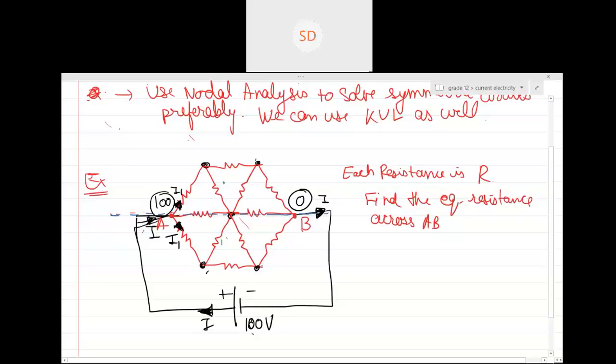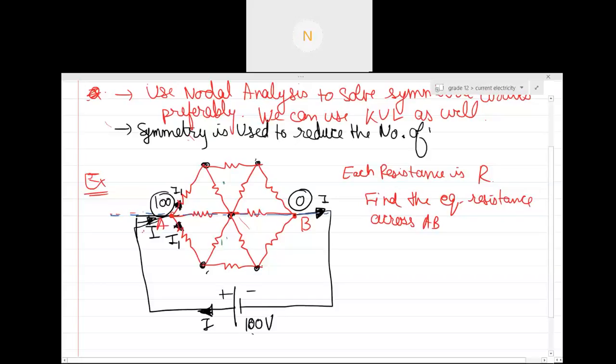Okay? So please remember, this symmetry is used to reduce the number of variables, whether you use KVL, whether you use nodal, doesn't matter. Please remember, symmetry is always used to reduce the number of variables. For now, if we don't use symmetry, we'll be having 5 different variables, right? But sir, by using symmetry, I'll break it down only to one variable. So can you see a large improvement in the solving part?